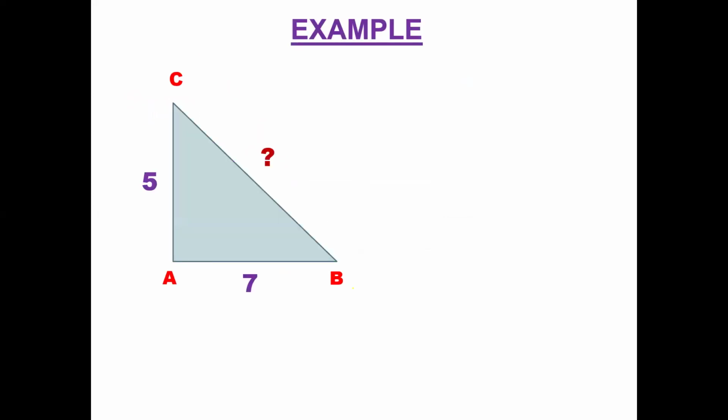Now apply this Pythagoras theorem. You can use a calculator if you want, or you can do it orally. 5 squared add 7 squared is the hypotenuse. So 25 add 49 is 74.